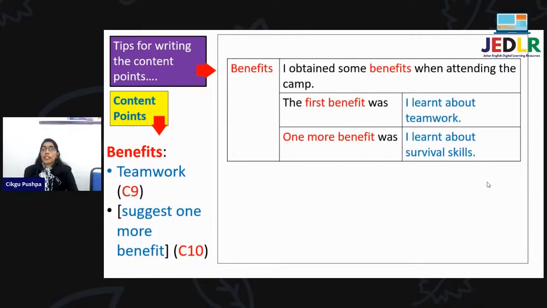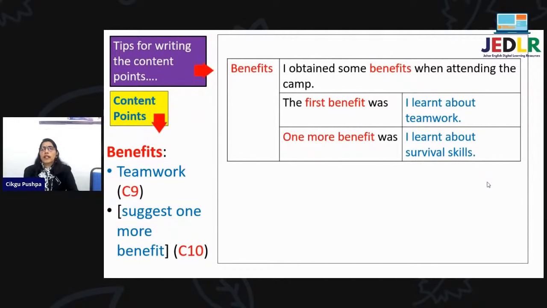Here the subtopic is benefit. So what is your keyword? Benefit. So you must include that in your sentence. I obtained some benefits when attending the camp. That is actually the general idea or the main idea of this paragraph. So let's look at the content points. The first benefit was I learned about teamwork. All right, the next one. One more benefit was I learned about survival skills.